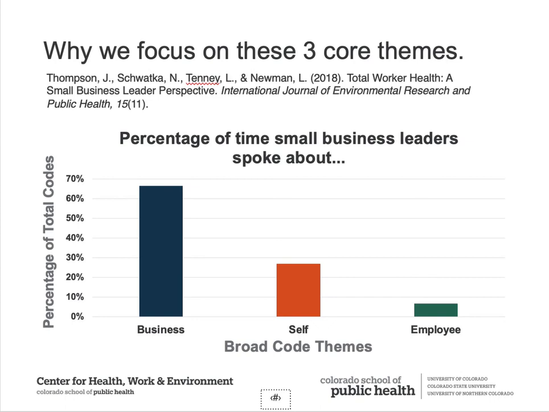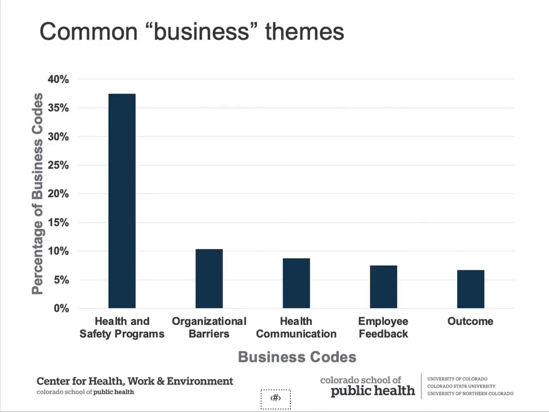By far, most of the time, leaders are focused on talking about their business strategy. That's what they understand. And practically none of them are talking about total worker health from the employee perspective. And then some of them are at least talking about their own health and well-being. So when they're talking about their business, they're commonly referring to a health and safety program they have in place, what kind of communication strategies they have, ways that they're getting feedback from employees. Maybe they're also talking about the ROI or the VOI of their programs. And at least 10% of them are talking about barriers they're having around total worker health.